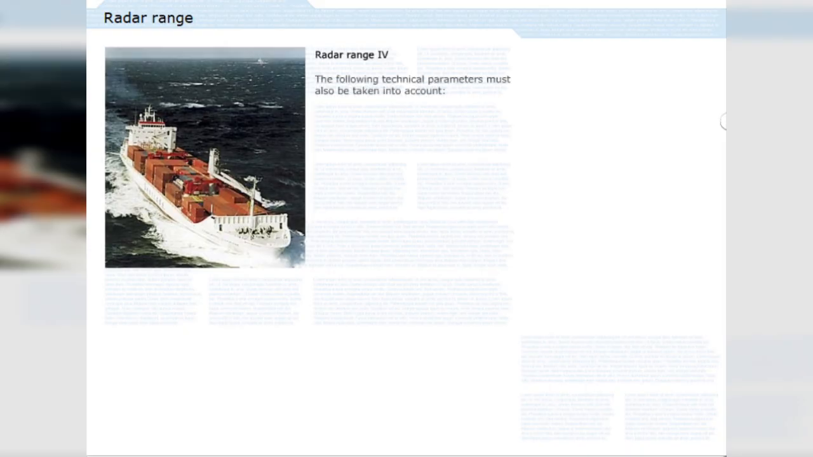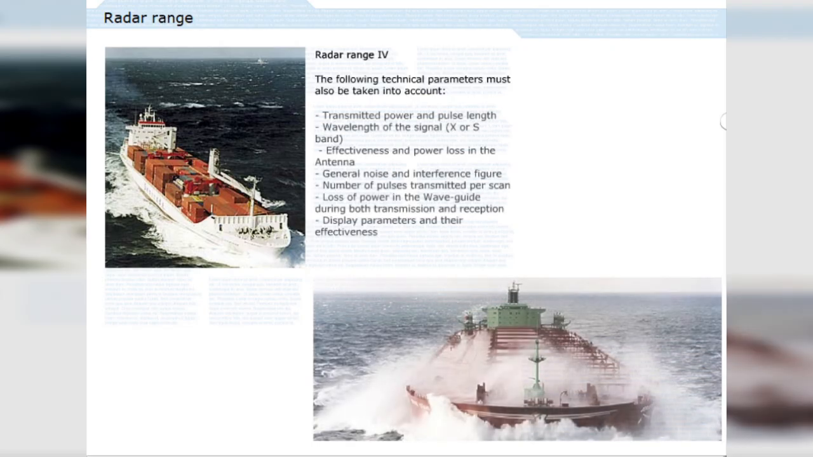The following technical parameters must also be taken into account: transmitted power and pulse length, wavelength of the signal, effectiveness and power loss in the antenna, general noise and interference figure, number of pulses transmitted per scan, loss of power in the waveguide during both transmission and reception, and finally display parameters and their effectiveness.